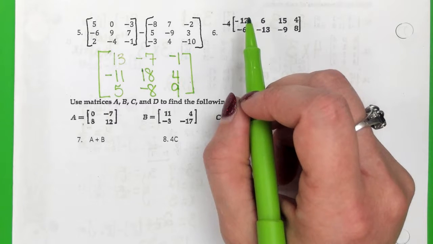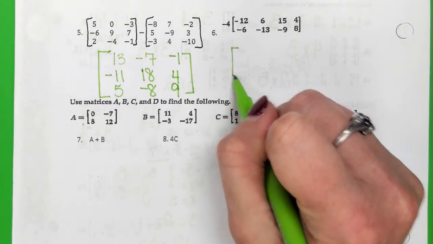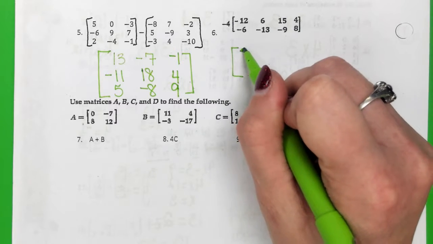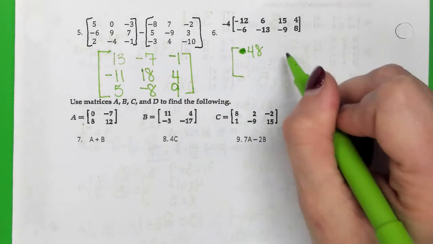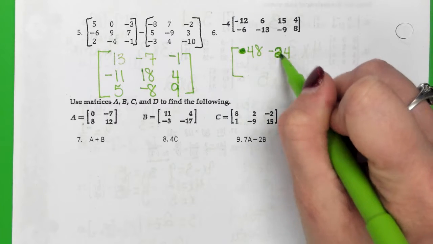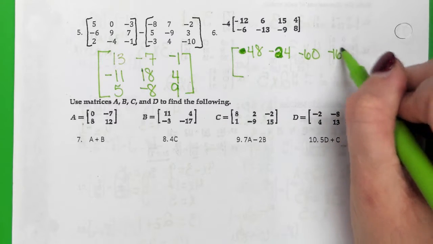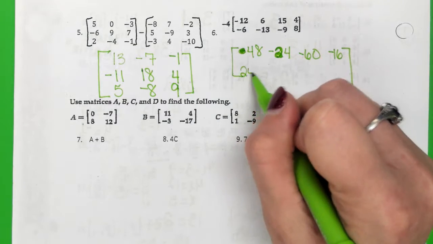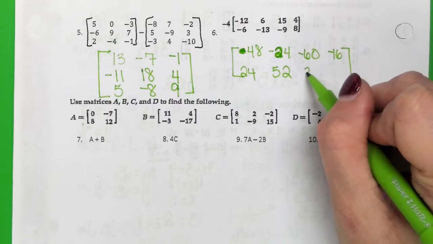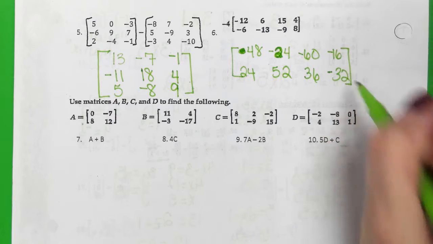Now, multiplication is where things get really hairy and really funky, but this one's an easy one, okay? So we're just going to multiply this one, and what would we get for our first row? 48. Yep. Positive 48. Negative 24. Negative 60. Hold on, I was looking at the wrong number. Negative 24. Negative 60. Yep. Keep going. Negative 16. What's the bottom row? 24. 52. Very good. 36. And then negative 32. Very good. Y'all okay?